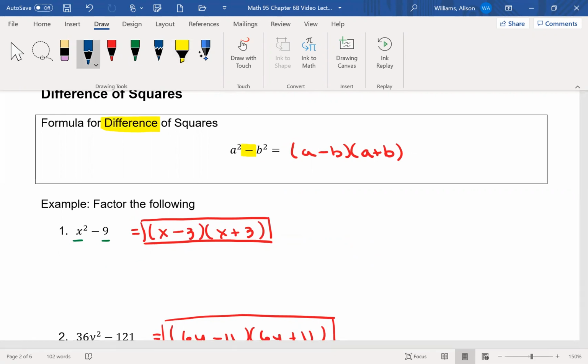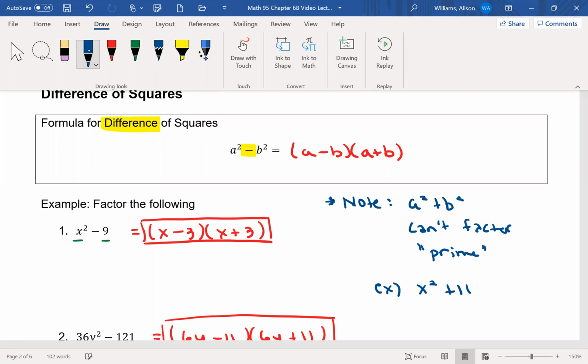Okay. In fact, let's make a little note of that. Note: a squared plus b squared can't factor. They call that prime, by the way, when it can't be factored. So be aware if there's a plus sign, they're tricking you. You might think, okay, so like if I saw x squared plus 16, I'm like, nope. Even though those are both perfect squares, that doesn't factor because it's got a plus sign. So the answer is this is prime. You're not able to actually factor it.